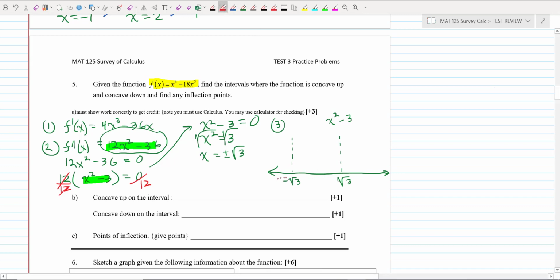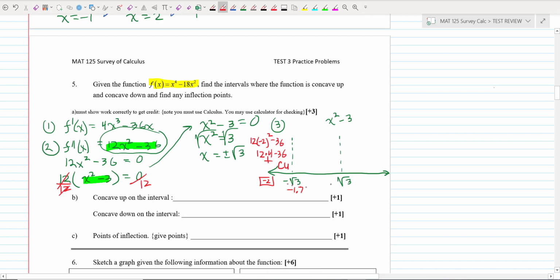Okay, so let's take anything. Negative square root of 3 is about negative 1.7. So we'll just put in something like negative 2, and plug it into that second derivative. So that's 12 times negative 2 to the second minus 36. That's 12 times 4 minus 36. That's a positive result. That means the function is concave up.